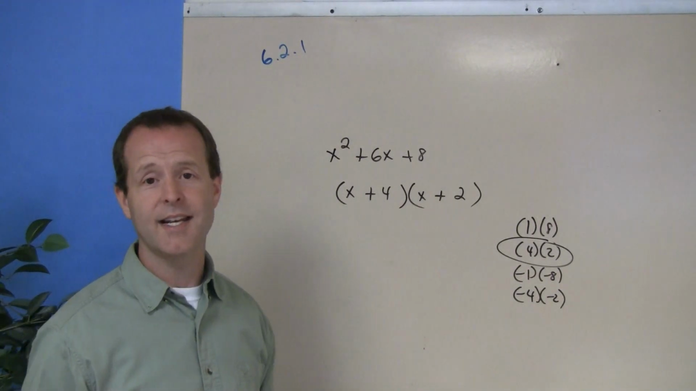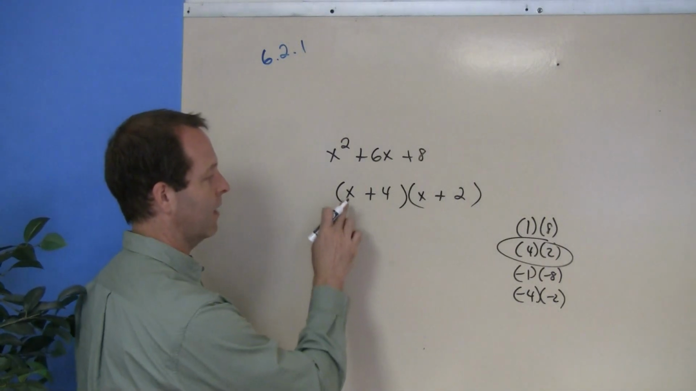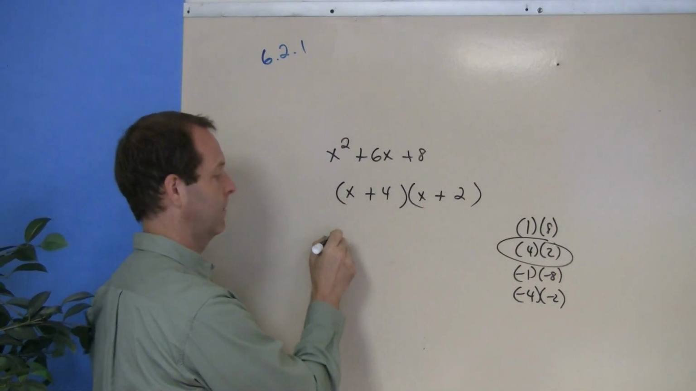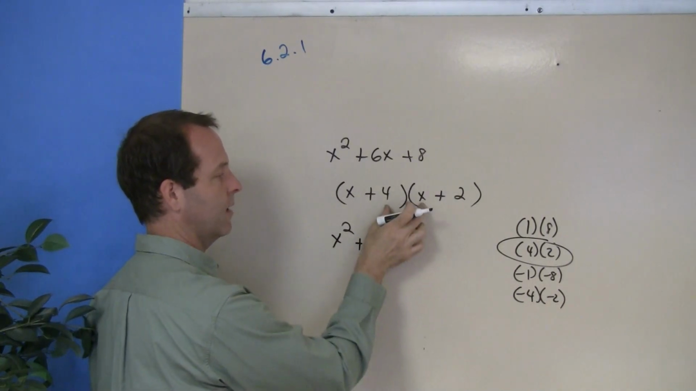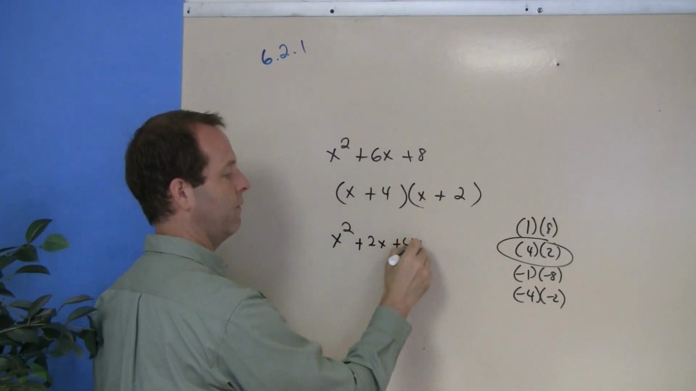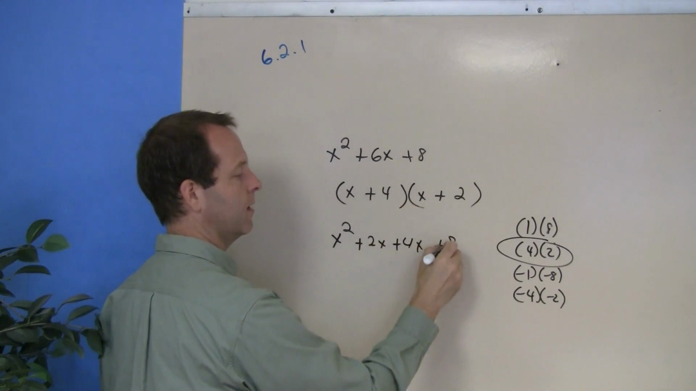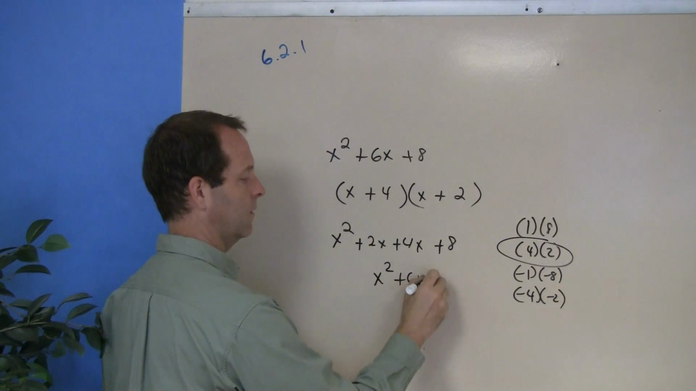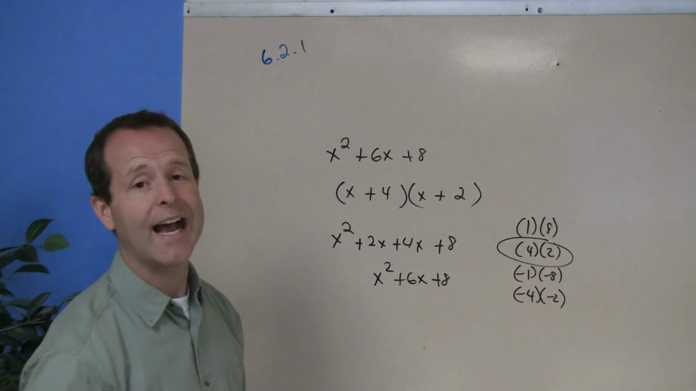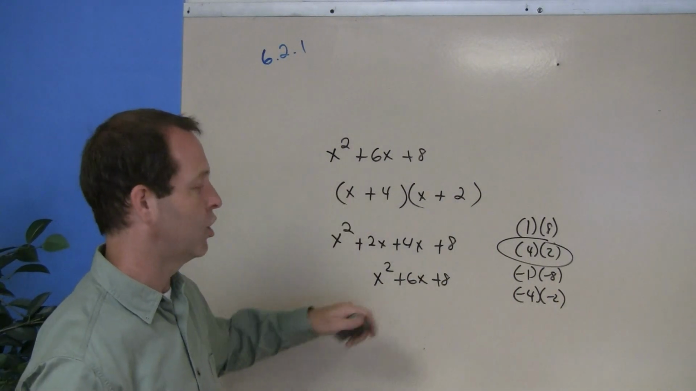And it's always a good idea to check. Let's multiply them back. First term times first term, x squared. Outer terms, 2x. Inner terms, 4x. And then the last terms is an 8. Combine like terms. And you see that I got back to where I started from. The check does work.